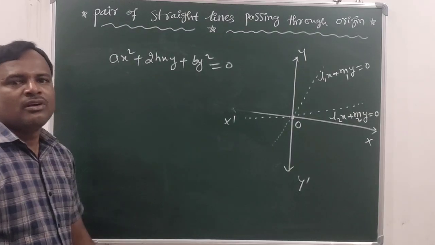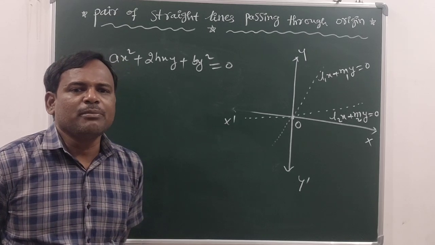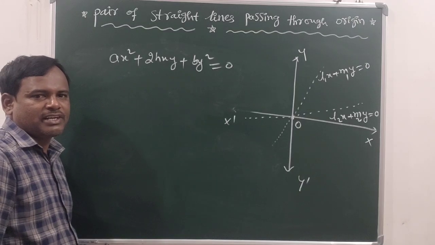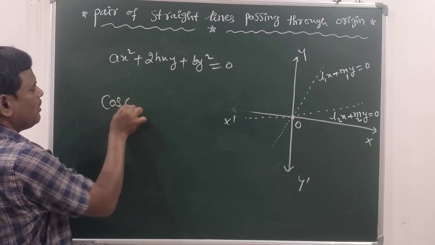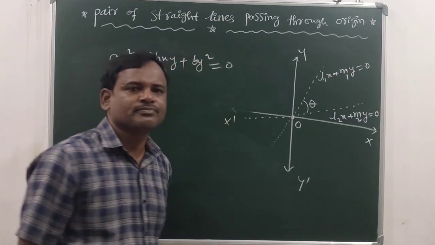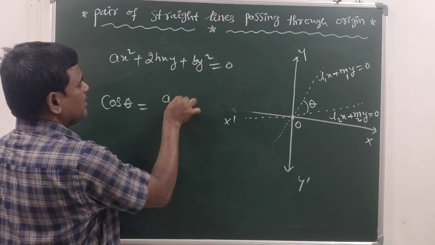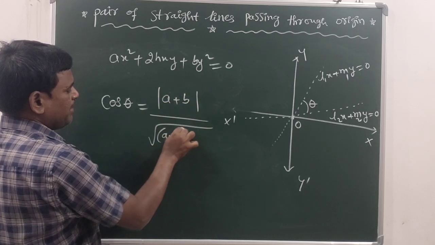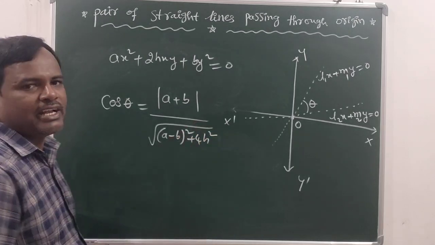And one more question can be expected from here. Find the angle between the two lines which are represented by this pair of straight lines passing through the origin. In such case you would have to use this formula. Let us consider angle between them is theta. Okay, so cos theta is equal to mod of a plus b by root of a minus b whole square plus 4h square. Use this formula so that you will get angle between them.